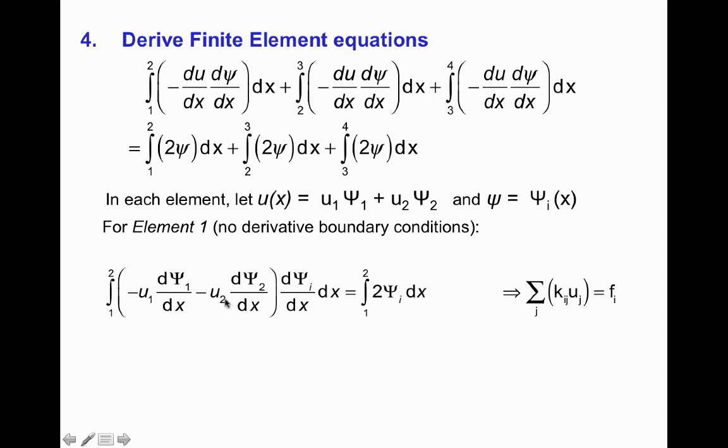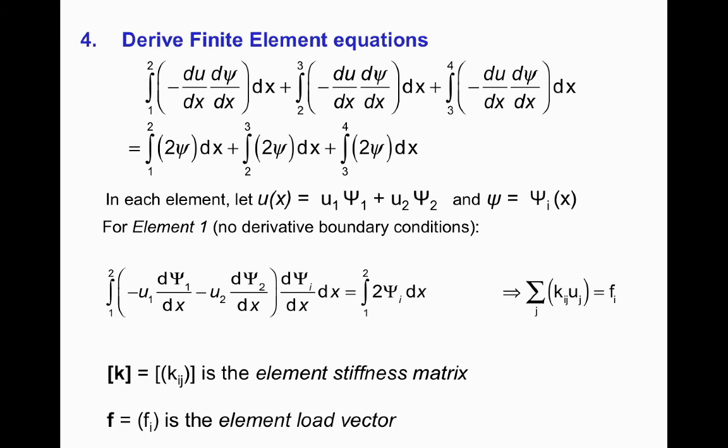So in fact, these derivatives are just constants. They're either plus or minus 1. So in other words, we have a 2x2 system of linear equations that you could write as Kij uj equals Fi, where this integral of 2 times psi i would be our two right-hand side terms. And Kij here are the components of what's known as the element stiffness matrix. And Fi are the components of the element load vector.